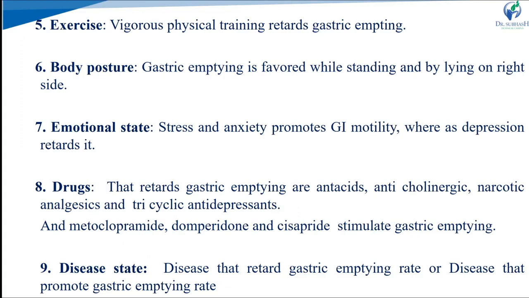Drugs: some drugs retard gastric emptying and some drugs stimulate it. Examples of those that retard gastric emptying are antacids, some anticholinergics, narcotic analgesic drugs, and tricyclic antidepressants. So when we take a drug together with that type of drug, it retards the gastric emptying process, and some, like domperidone and metoclopramide, stimulate gastric emptying.